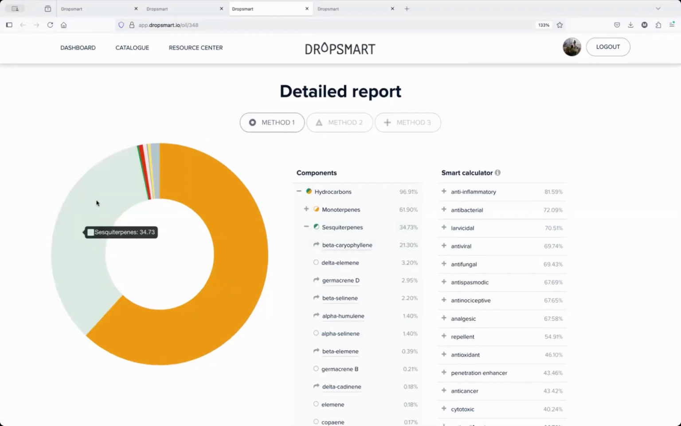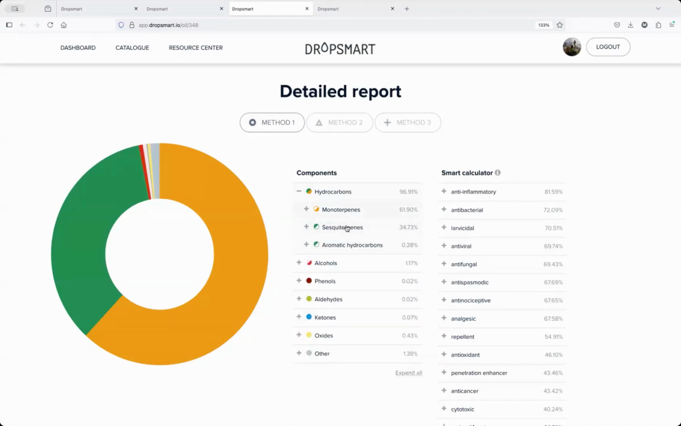And you see that here, out of this 34%, over 20 is beta-caryophyllene. So it tells me that this oil has great potential to do some of these things that we mentioned. And once you calculate it in with these monoterpenes, you will see here that antiviral, for example, is almost 70%.